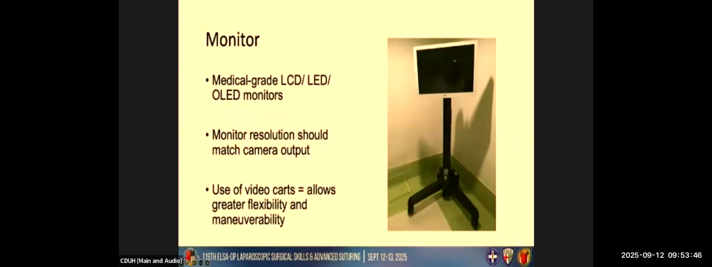The monitor. There are different kinds of monitors available in the market, for as long as it is medical grade. We have LCD, LED, and the newer OLED monitors. As a general rule, monitor resolution should match the camera output. Use of video carts, as shown in the photo, allows greater flexibility, and maneuverability allows ease in positioning, especially in advanced cases.